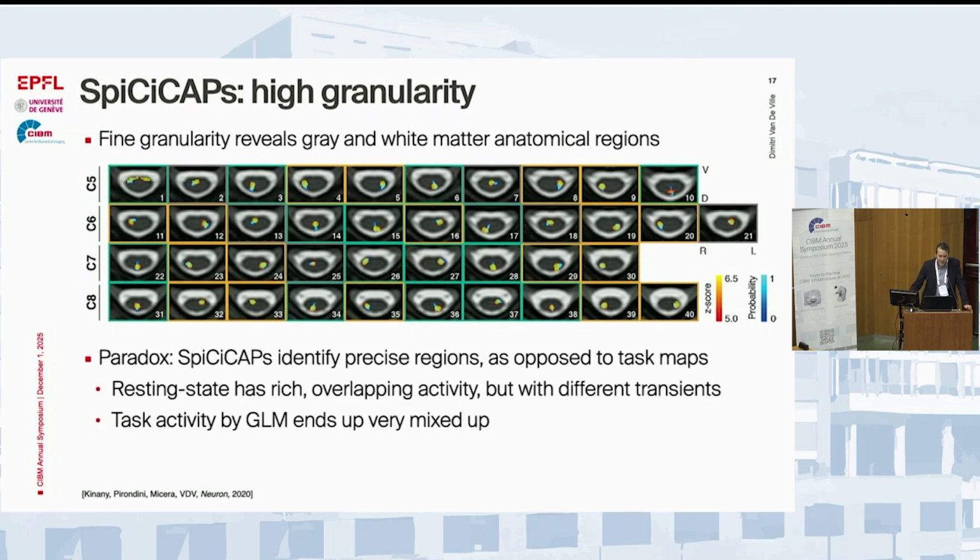So this is one of the paradoxes I like to highlight here, because resting state spinal cord fMRI seems to contain a lot of information to come up with these very precise spinal segmentation, fully based on activity, while in task spinal cord fMRI, everything is mixed up. And so it means that the transients that drive this segmentation into spicy caps are sufficiently rich and different to come up with this very fine segregation.